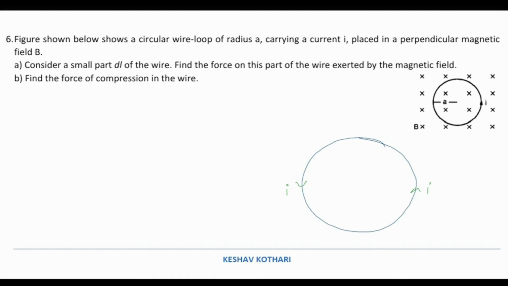So now we are considering a small portion dl. Let us consider a small portion over here as dl of the wire, and then we are drawing it with the center something like this. So we consider a small portion dl segment of this wire.